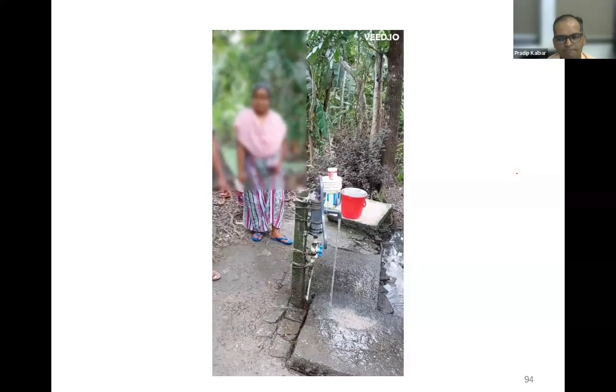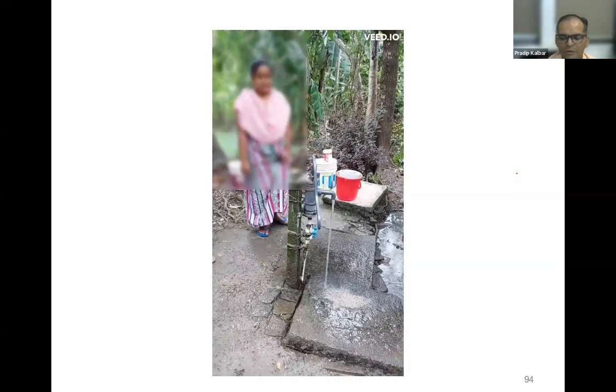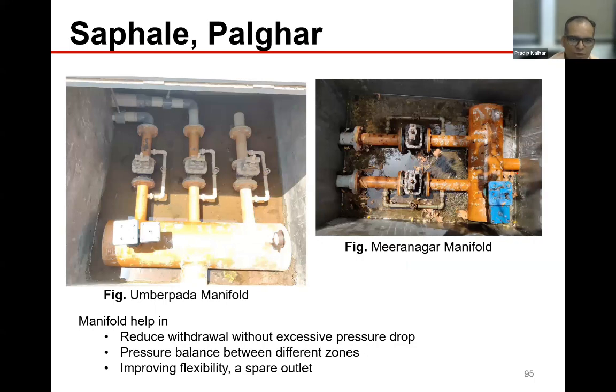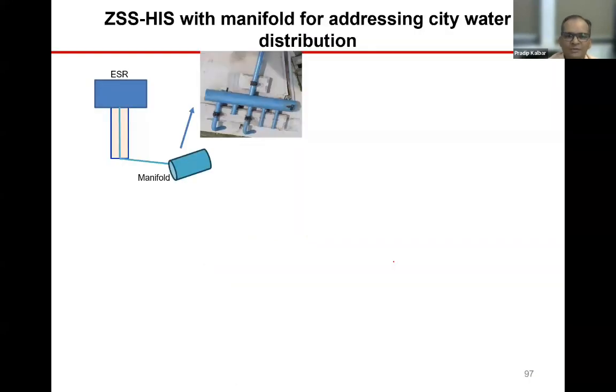So when we installed the manifold, this lady got water after many years, because there was no water reaching even with the hand pumps. So this we have also installed in Safali, Palghar. This is in Malkoli, Bhivandi, where we converted this air wall to this manifold system, and a 14 meter pressure increase was there. So a very simple innovation which is added.